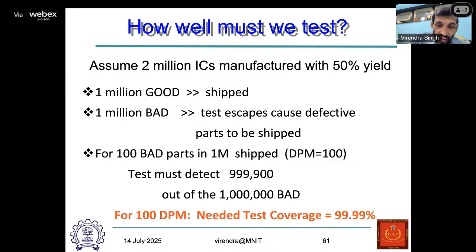So that means this can ensure the DPPM as 100, and this also gives me the test coverage, how much defect coverage I can achieve, and that number has to be 99.99 percent. So you divide this number by 10,000 and you will get 99.99%.